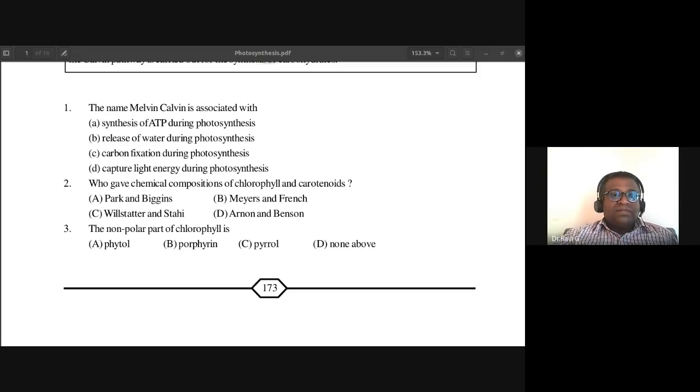Yes, the correct option is C. Carbon fixation during photosynthesis is the right answer. So the Kelvin cycle, or C3 cycle we call it, isn't it?